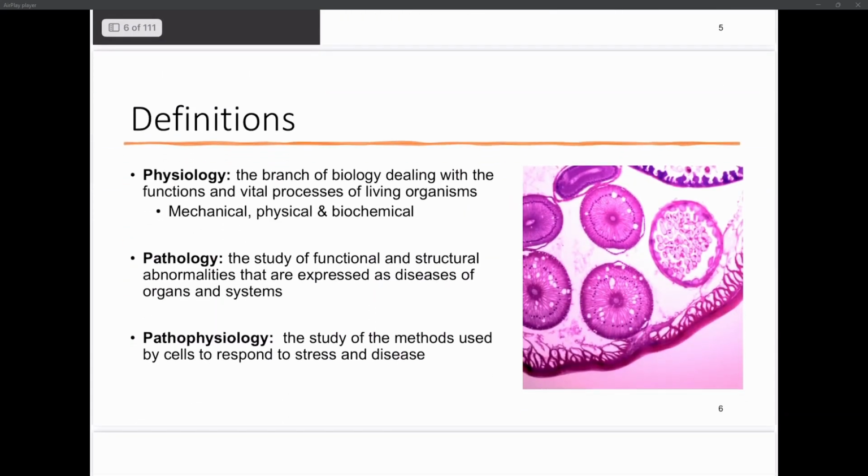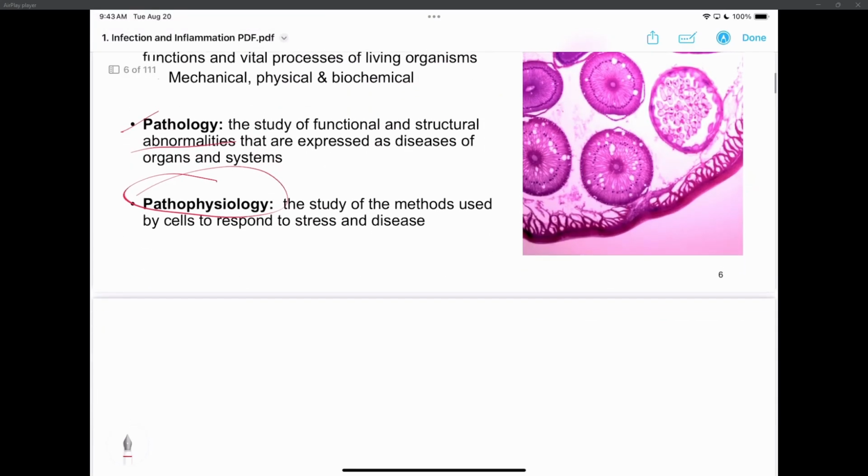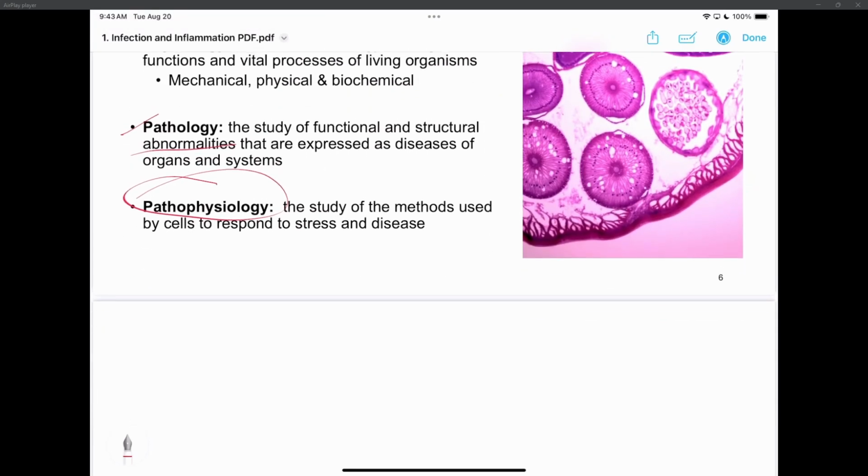So physiology, again, deals with the functions and vital processes of all living organisms. Pathology is the abnormalities, but pathophysiology is what we're studying in this class, and it's the methods used by cells to respond to stress and disease. How are they responding to the disease? Stress, what happens to that tissue? And that's what we're going to be learning as we go through this course.